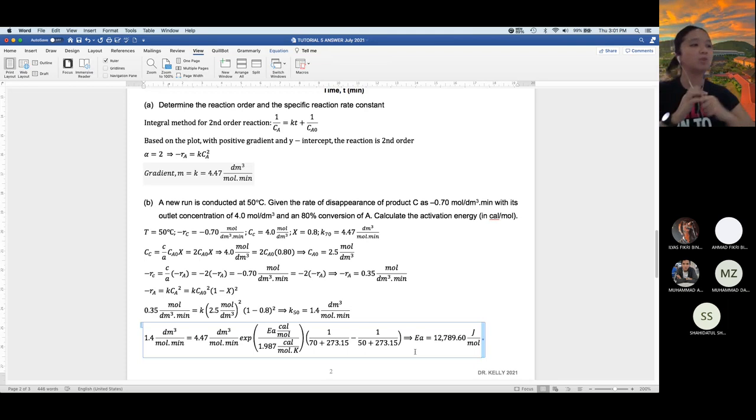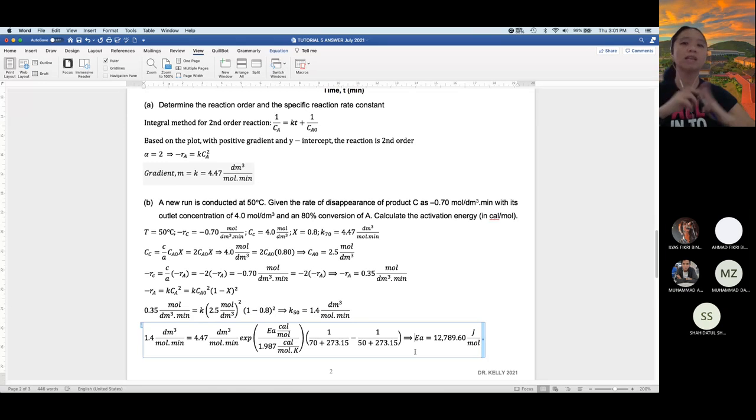So you might wonder which one to use. Okay, the first version yang k equals to A exponential minus Ea per RT, dia memerlukan frequency factor A. So kalau kamu perasan dalam soalan ni, A is not given to us at all. We don't have frequency factor. So very likely that kamu akan guna yang second version. Okay, so second version tu kata apa? k2 sama dengan k1 exponential Ea per R, 1 per T1 minus 1 per T2.